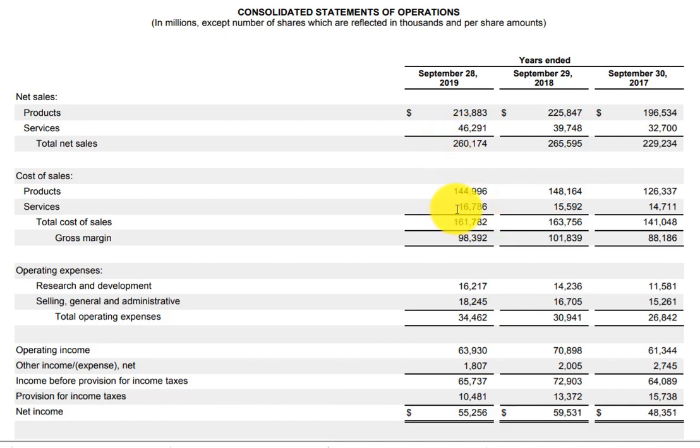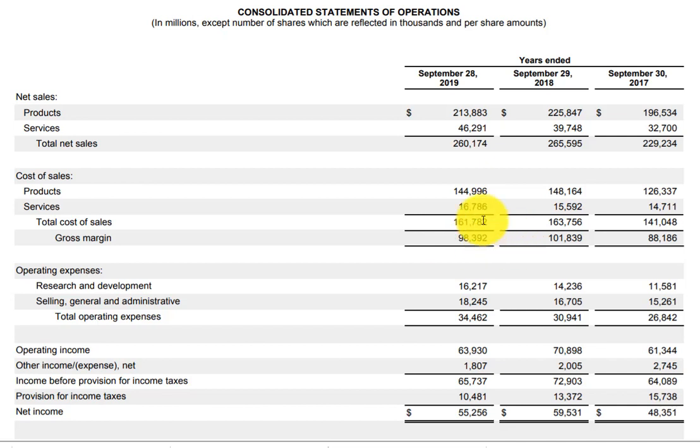Service is the same way. This is what it costs to pay the people to provide our services, and this is what they sold those services for. So their total gross margin, the difference between what they sold things for and what they bought it for or made it for, is $98 billion approximately, almost $100 billion.